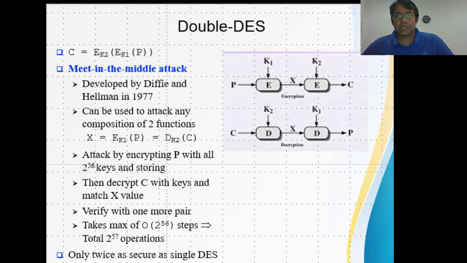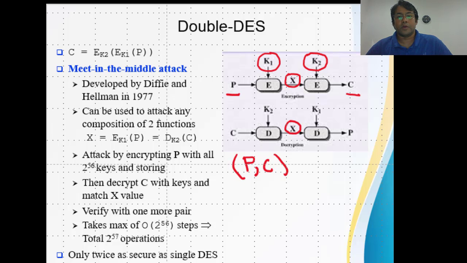In the meet in the middle attack, we consider that we have the plain text and the ciphertext, but we don't know the keys. Remember what I mentioned before in class: in cryptanalysis, we try to find the plain text from the ciphertext without knowing the keys, or vice versa. In this case, X plays an important role. We know the plain text and the ciphertext, but we don't know the key or keys. We have to find the keys. How can we find them?